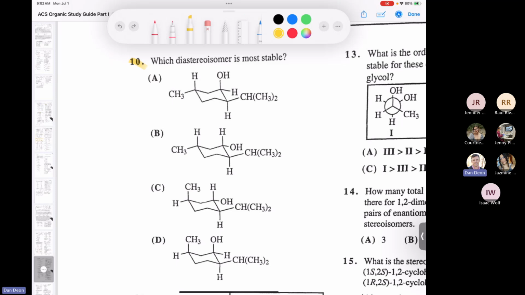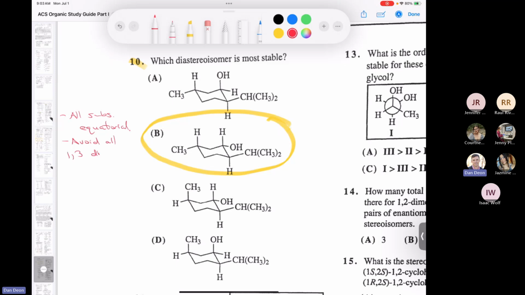Yeah, thanks, Raul. Thanks, Isaac. Yeah, it's B. The reason these guys said it's B is because, let's be more scientific, all substituents are equatorial, right? So you avoid all 1,3 diaxial interactions. That's it. Yep, everything's equatorial. As long as you know the concept, you can answer that question in a matter of seconds. And I don't mean to make light of the question because there's no simple concepts in organic chemistry.